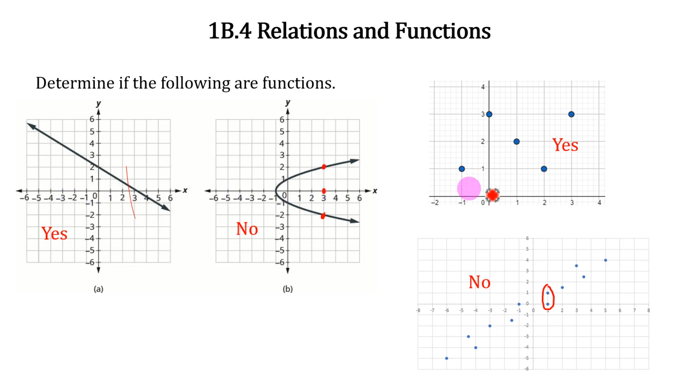So here, this is not a function anyway. Here, this is one-to-one because nothing gets mapped to two different things. And there you go. That is it. That's all this lesson was about.